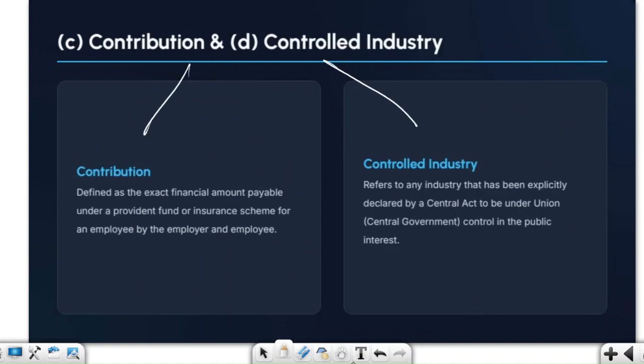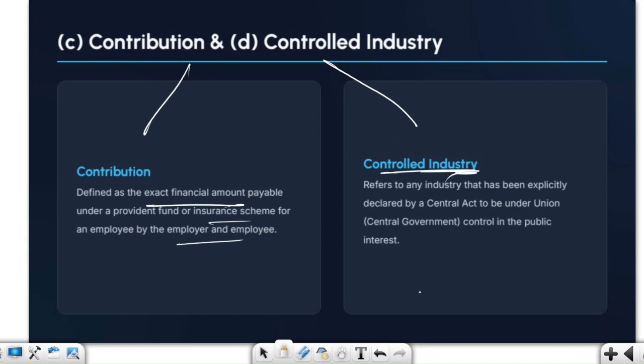Contribution and controlled industry. Now, what is contribution? Simply the amount payable under a provident fund or insurance scheme in respect of an employee. For example, employee contribution plus employer contribution will lead to social security. Understood?